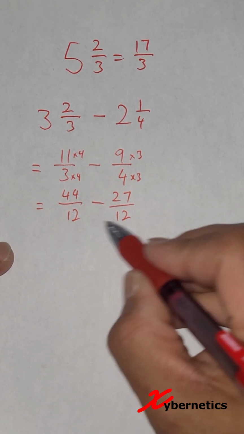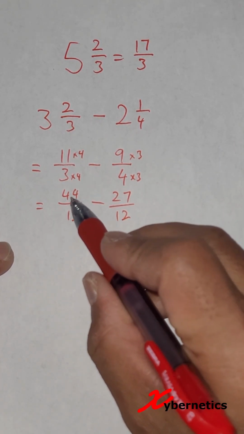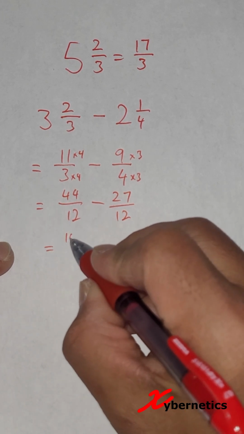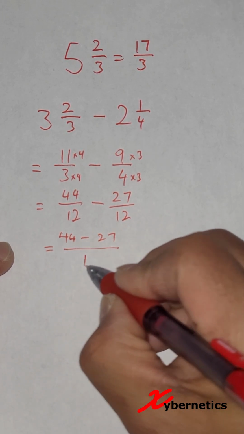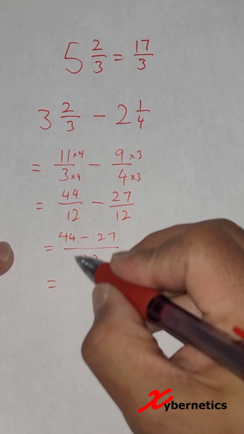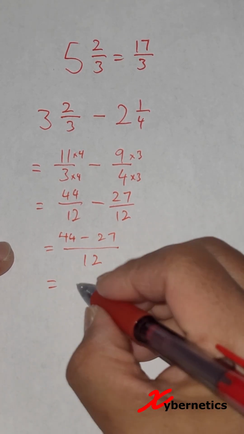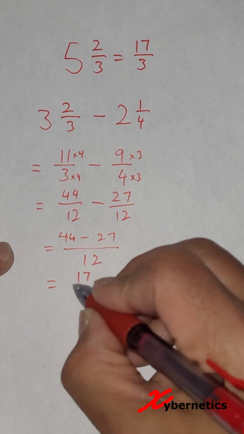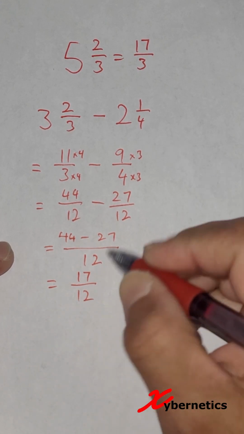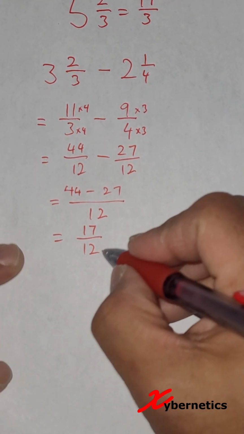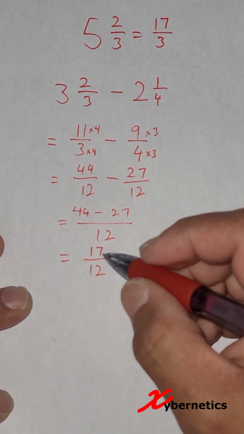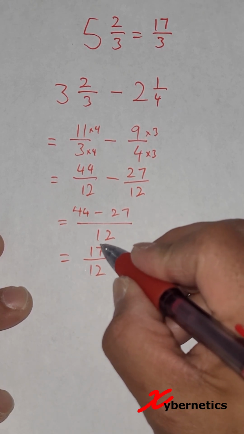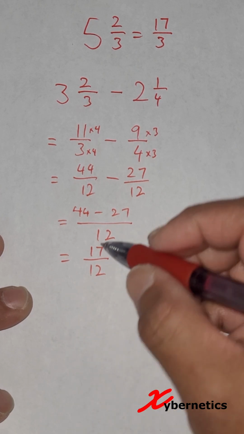Now, since the denominator is exactly the same, you can subtract the numerators, which is essentially 44 minus 27, and copy the denominator of 12 like this. 44 minus 27 will give you a value of 17, and copy the denominator of 12. Now, you cannot leave the answer as 17 over 12 because this is an improper fraction, because most examinations require you to convert improper fractions back to mixed numbers.